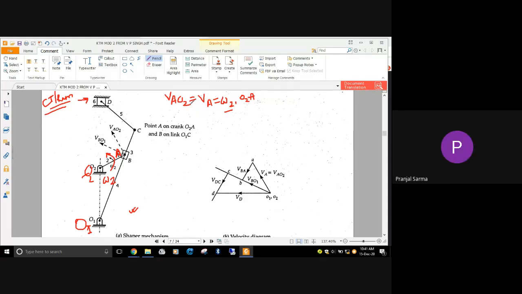So V A O 2, A is a point on this link O2A, the crank. Omega 2, the angular velocity for this crank, is already given. So we know V equal to R omega. Omega becomes omega 2 here, and R is nothing but the link length O2A. That is what we are writing. So that is the numerical value. And what will be the direction? Who will tell me? Direction for V A O 2.